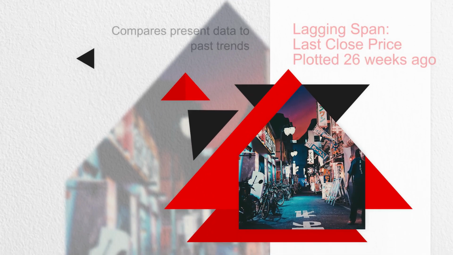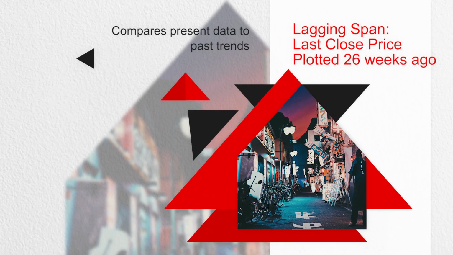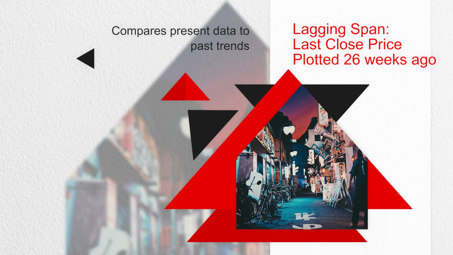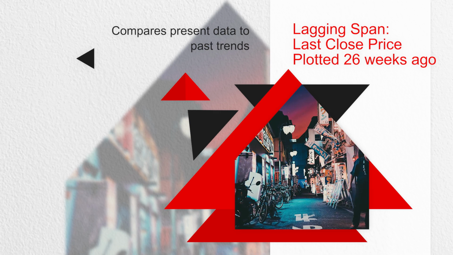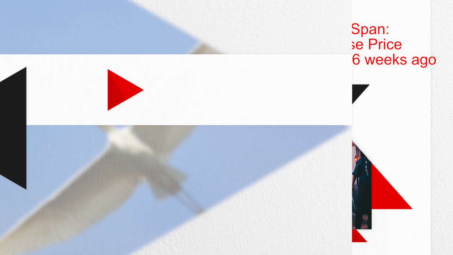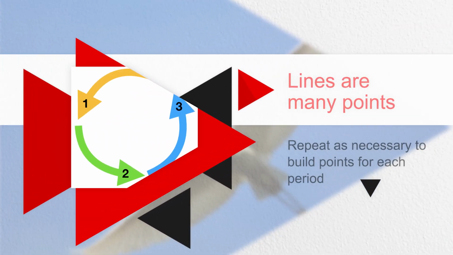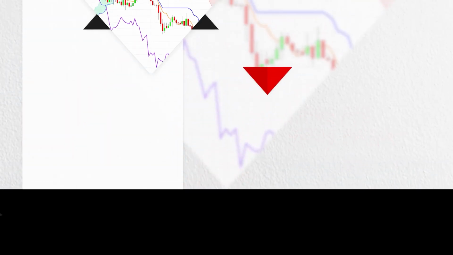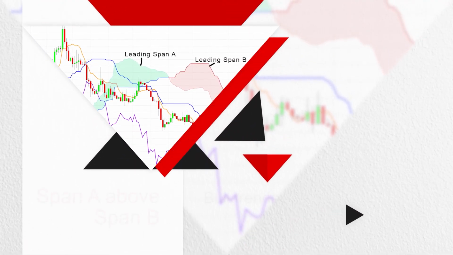Lastly, the lagging span is created by plotting closing prices 26 periods behind the latest closing price. So, the lagging span is the last close price plotted 26 periods in the past. The above steps will create one data point. To create the lines, as each period comes to an end, go through the steps again, and create new data points for that period. What does the Ichimoku Cloud tell you?